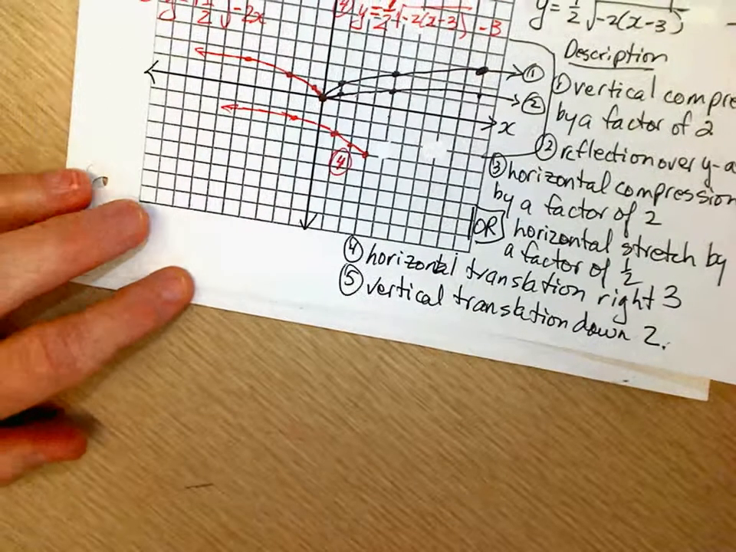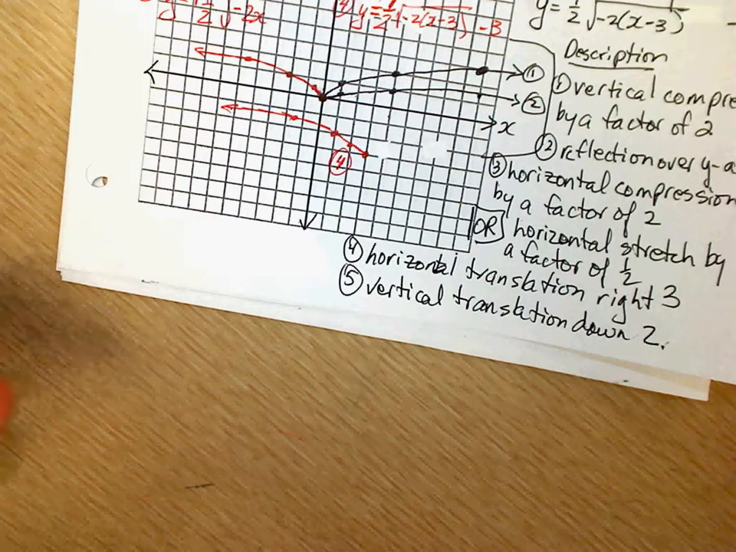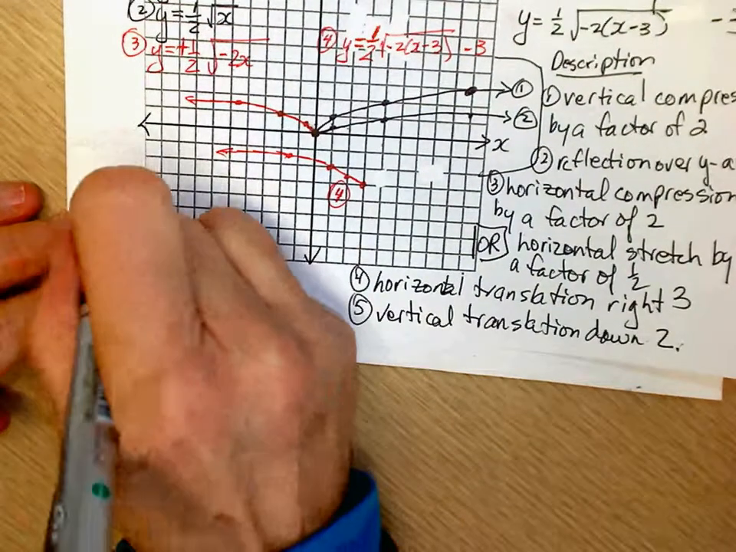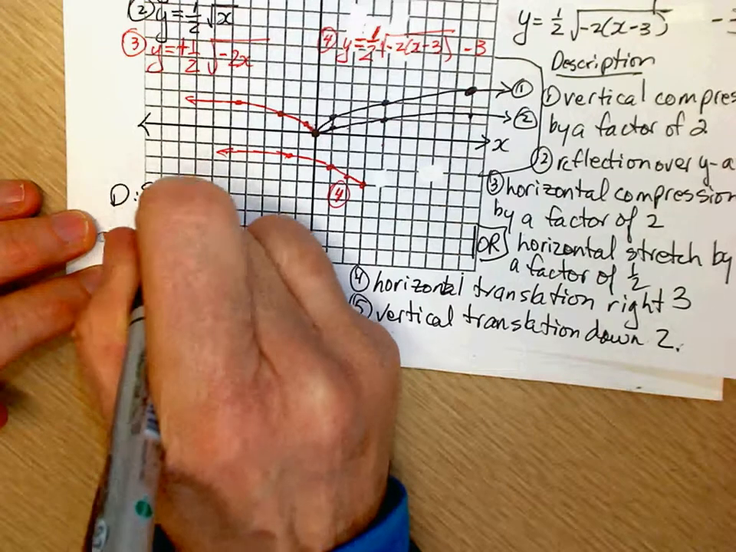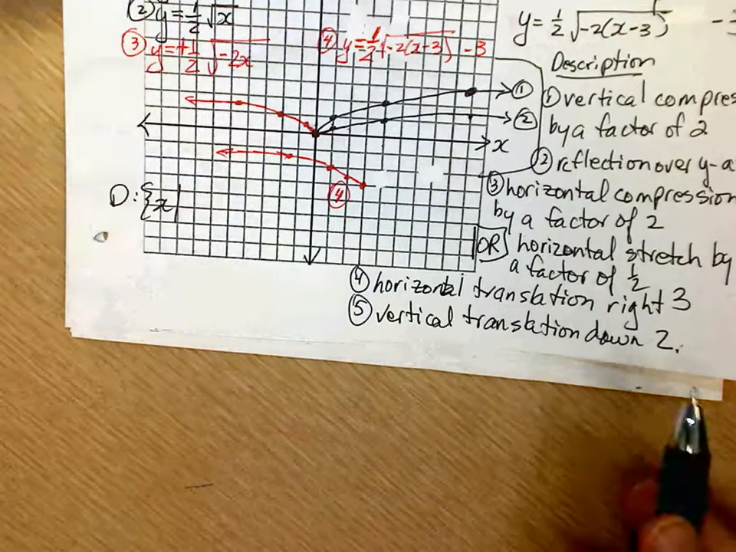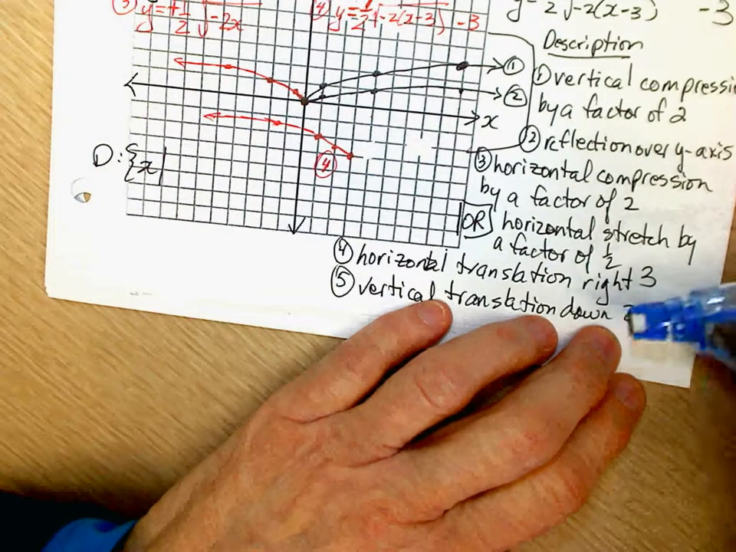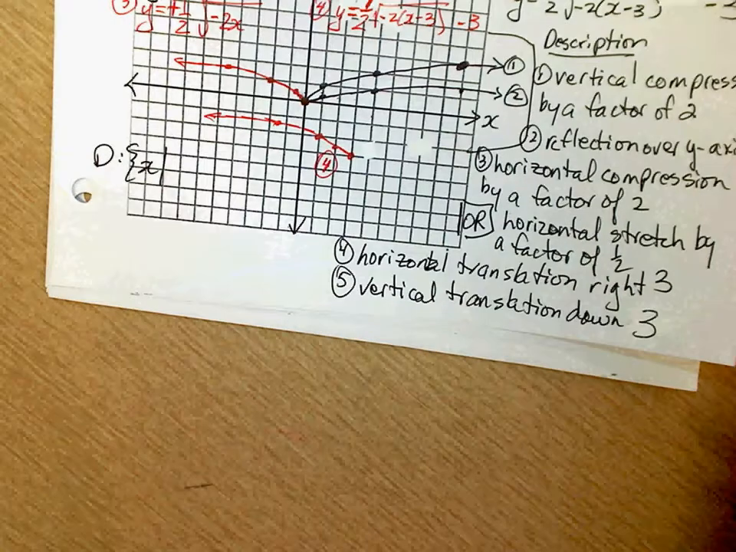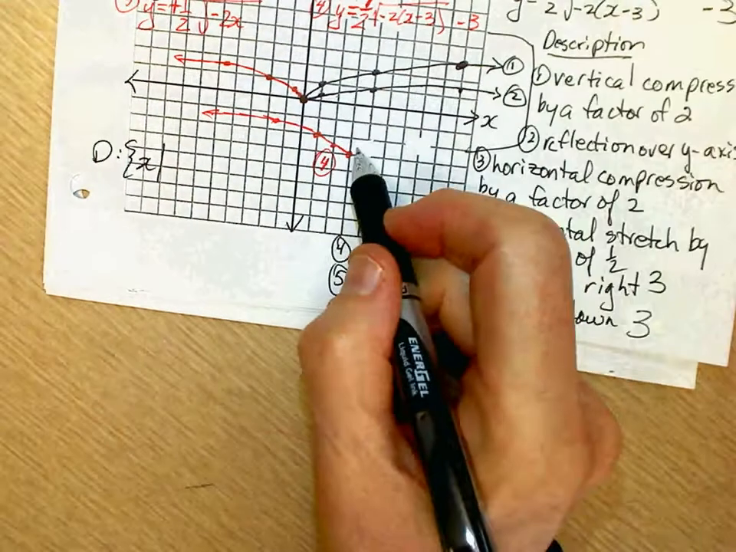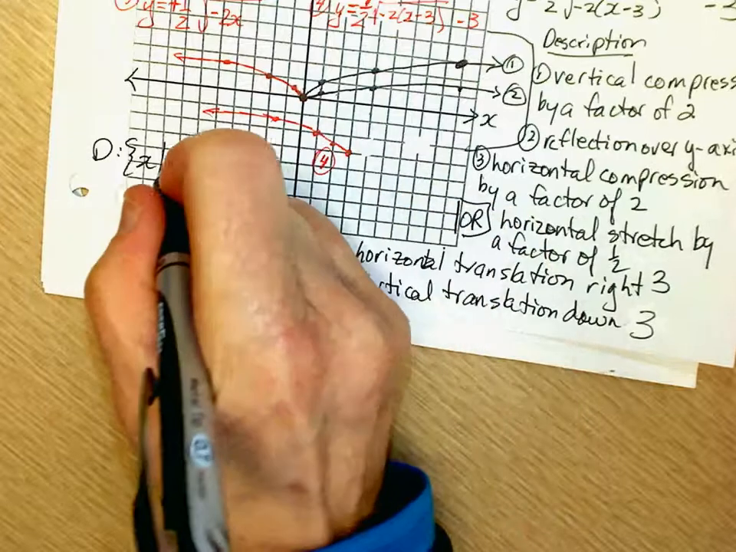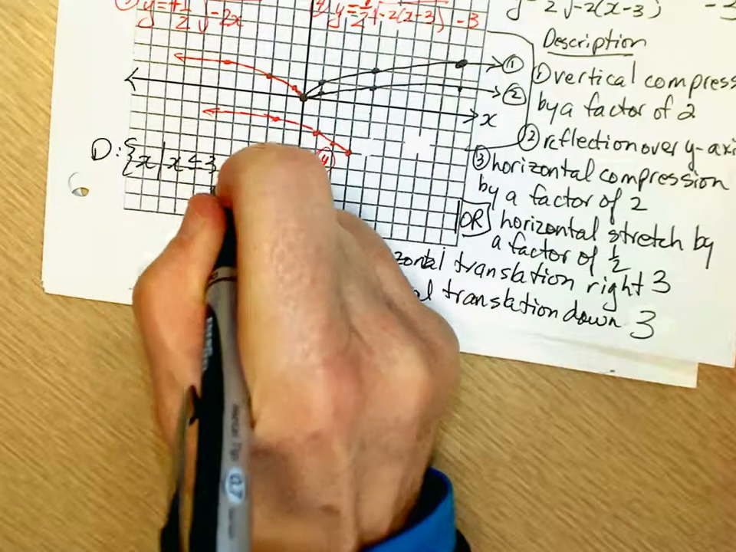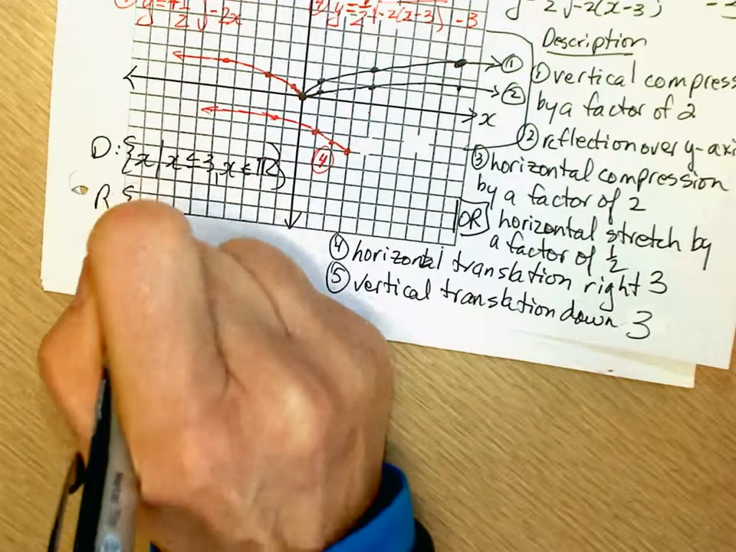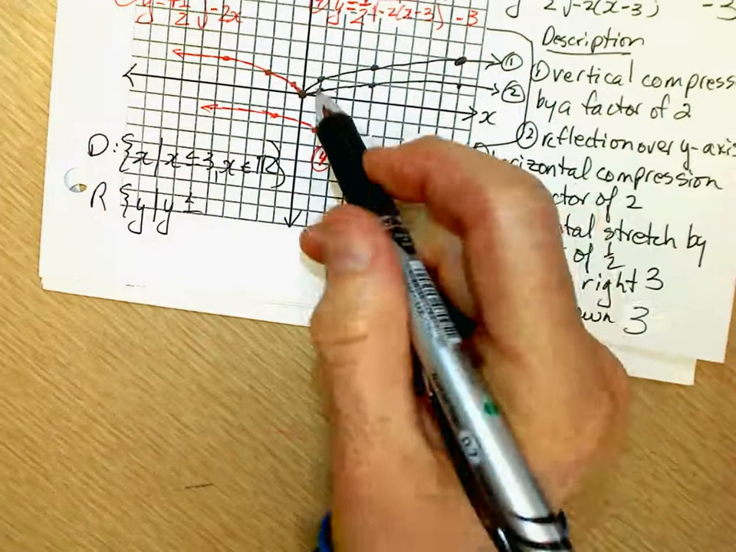And just for the sake of time, because our time is almost done, here's the domain and range. Yes, down 3. Thank you. Domain: x such that x is less than or equal to 3. Range: y such that y is greater than or equal to negative 3.